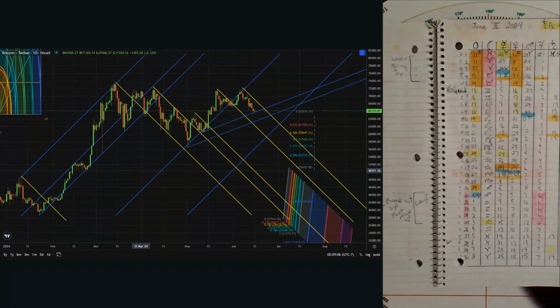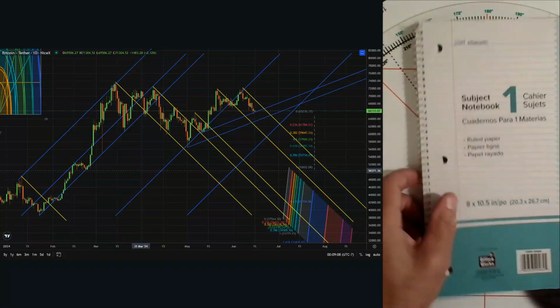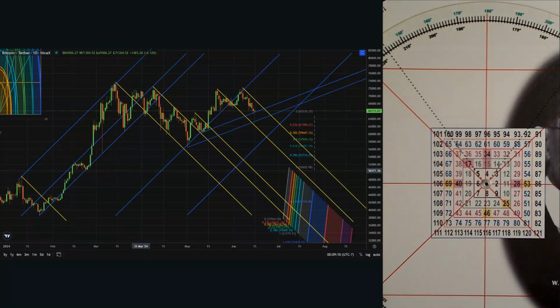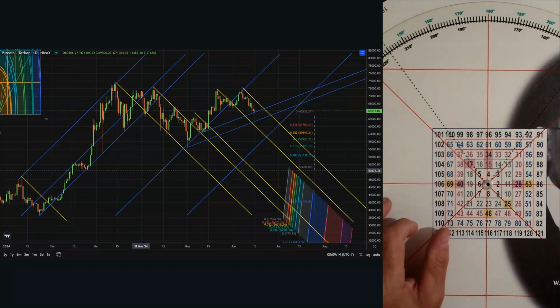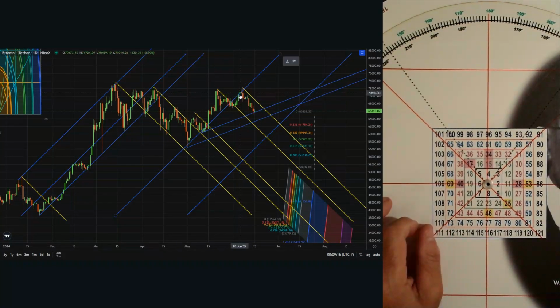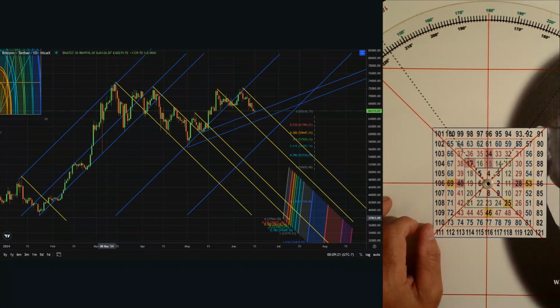Okay, so what are we doing? What's Bitcoin doing? All right, so back to the square. And we were stating now, 45-degree angles. Let's just go over them really quickly.